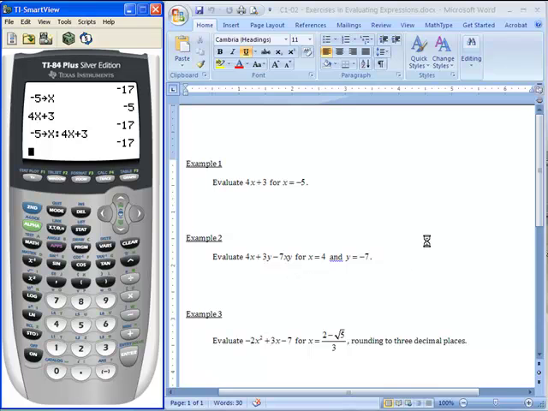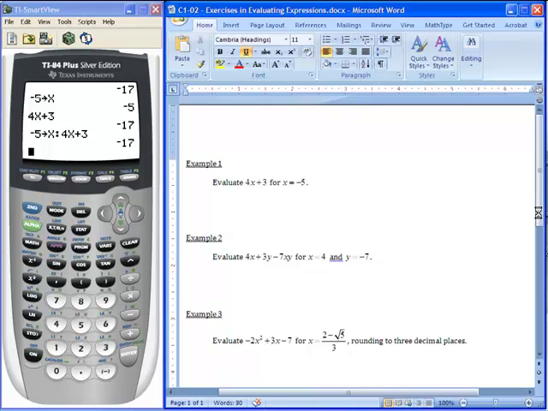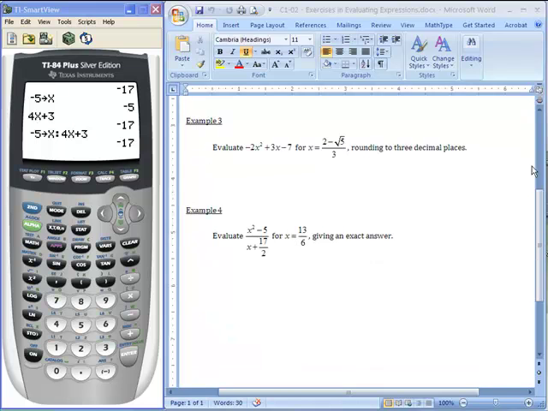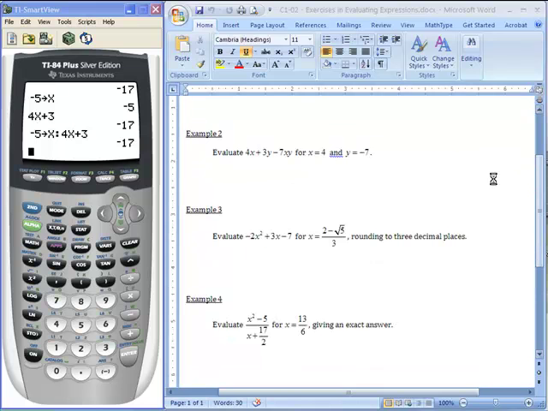In our second example, which you can see here, we're asked to evaluate 4x plus 3y minus 7xy for x equal 4 and y equal negative 7. So we need to enter 4 in for x and negative 7 in for y. We could either do this using parentheses and do it all numerically, or we can enter the 4 and store it into the variable x on the calculator and store negative 7 into the variable y on the calculator.